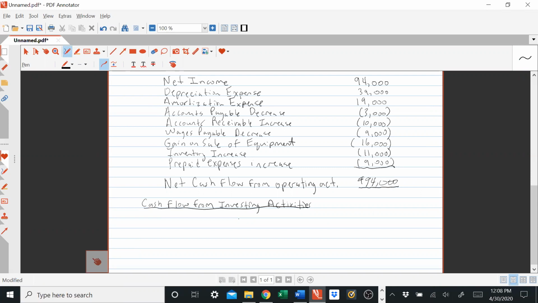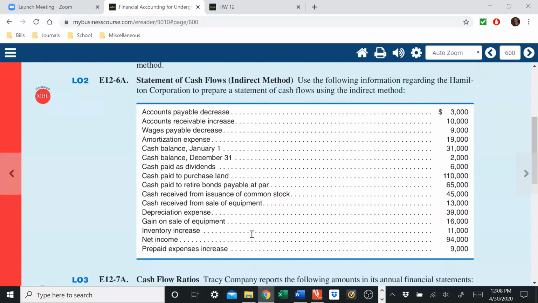Cash flow from investing activities. Now let's look at the given information again. Which of these things are related to investing activities? Here's a cash outflow of purchasing land, so that would be a subtraction of 110,000. Here is a cash inflow that we got from selling the equipment of 13,000. So there are two cash flows related to investing activities.